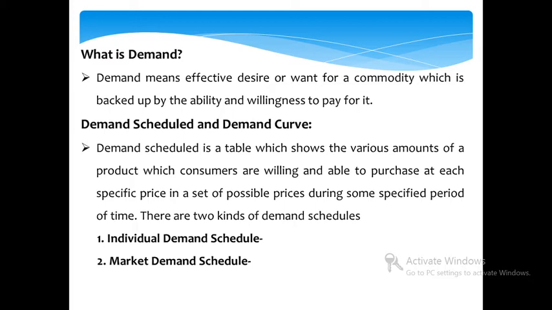Demand schedule and demand curve. A demand schedule is a table which shows the various amounts of a product which consumers are willing and able to purchase at each specific price in a set of possible prices during some specified period of time. There are two kinds of demand schedules. First is the individual demand schedule, and second is the market demand schedule.